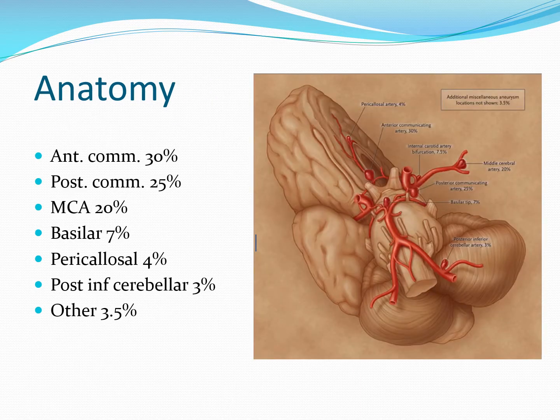In terms of anatomy, it is most common to find cerebral aneurysms within the anterior communicating, posterior communicating, or middle cerebral arteries, but they can occur anywhere within the cerebral circulation, and you will, if you look at different texts, find variable prevalence of aneurysms in different vessels.